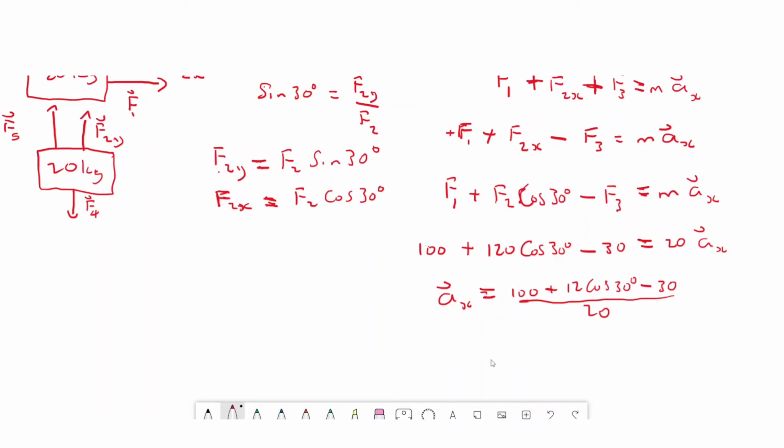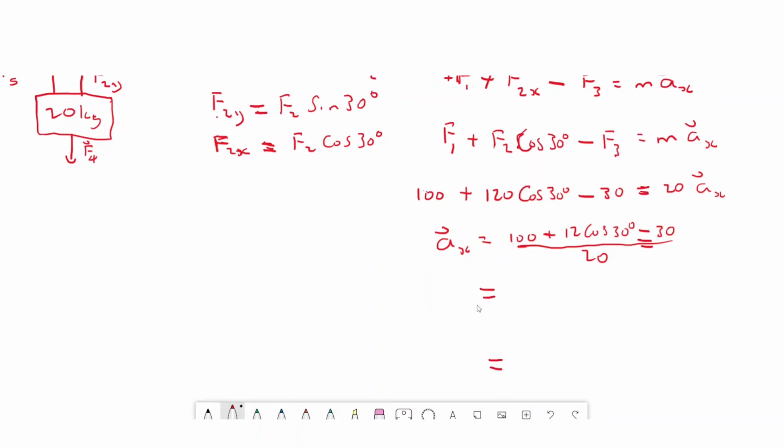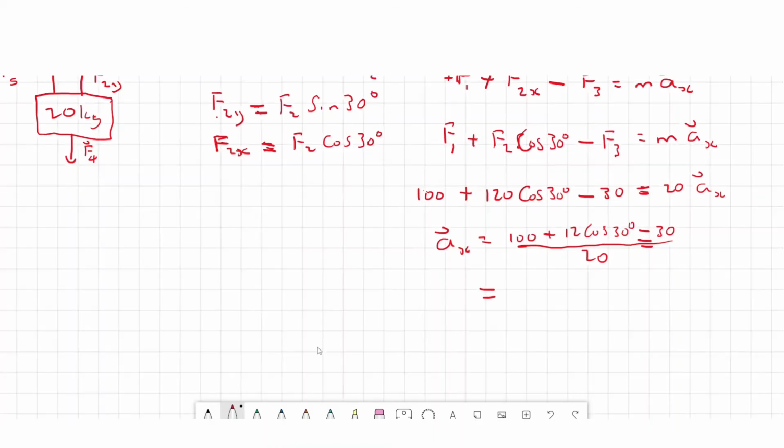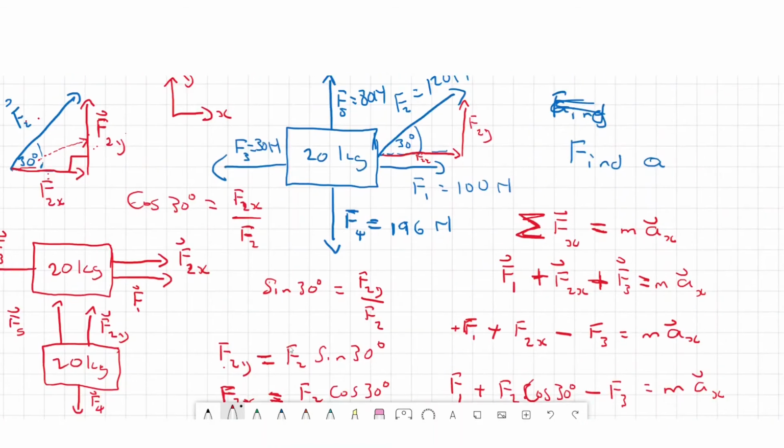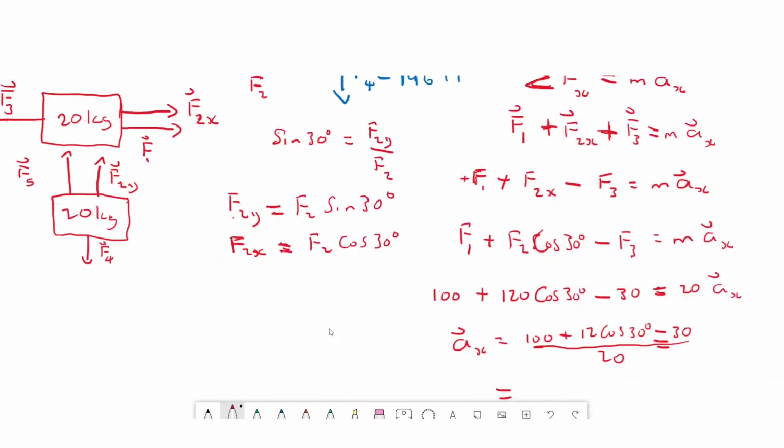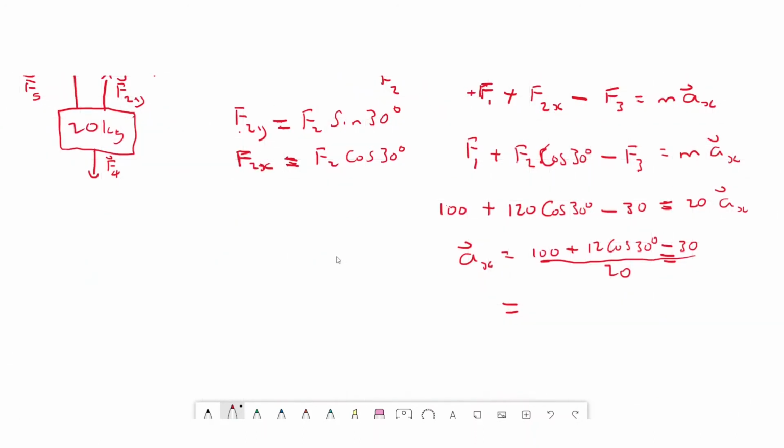Okay, if I put all of that, that is going to be equal to F3, which is minus 30. I just want to check if F3 is 30. Yeah, F3 is 30, so that is that. Divided by 20, so I get a positive number, 8.7 meters per second squared.